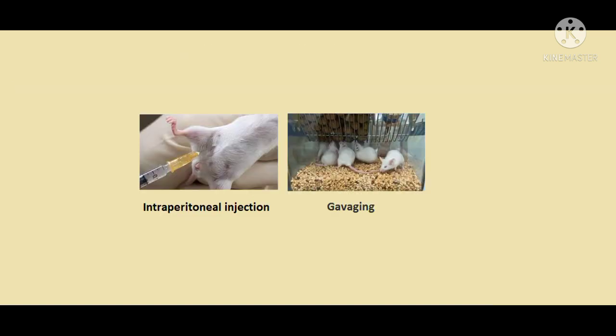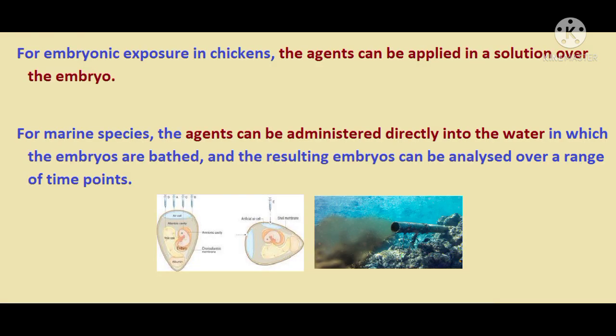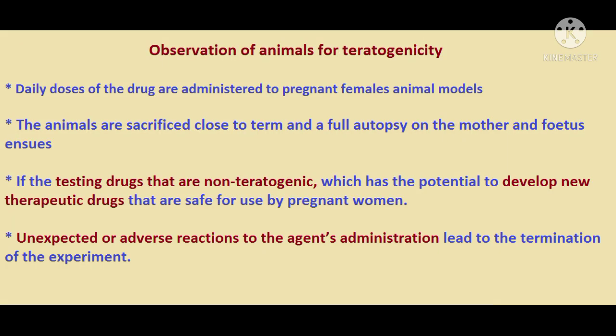And these are some pictorial representations of the intraperitoneal injection and gavage methods. In the case of embryonic exposure in chickens, the chemical agents can be added in a solution over an embryo. In the case of teratogenicity studies in marine species, the agents can be mixed directly into the water in which the embryos are bathed, and analysis of the resulting embryos can be carried out at different time periods. The third and final step is observation of animals for teratogenicity.